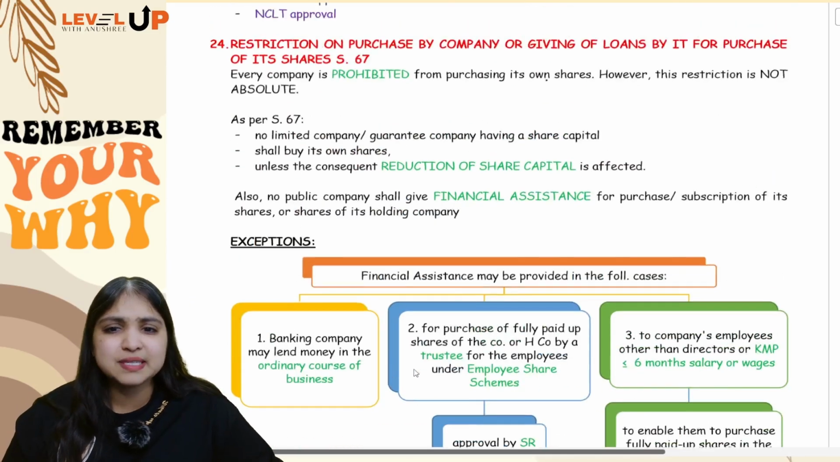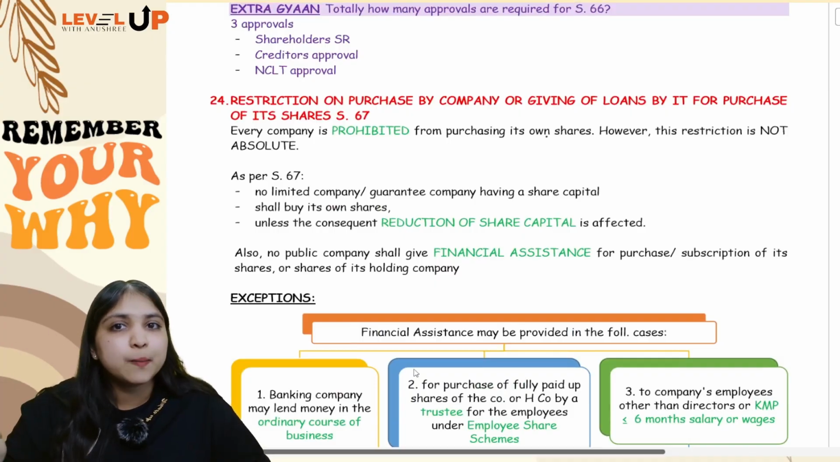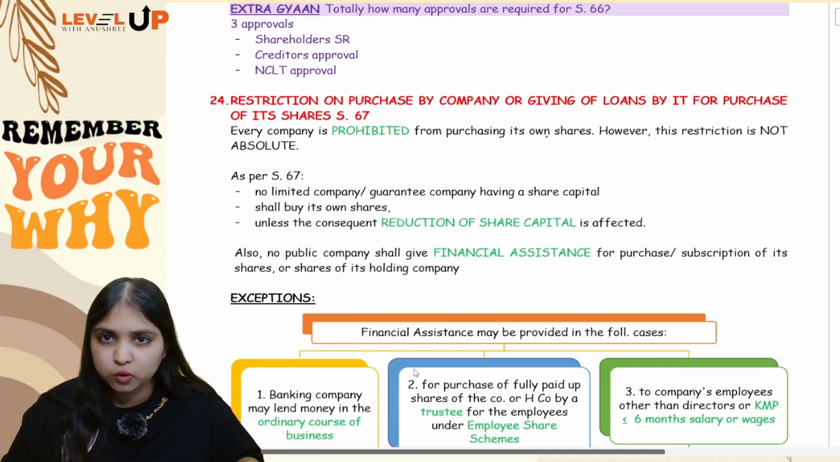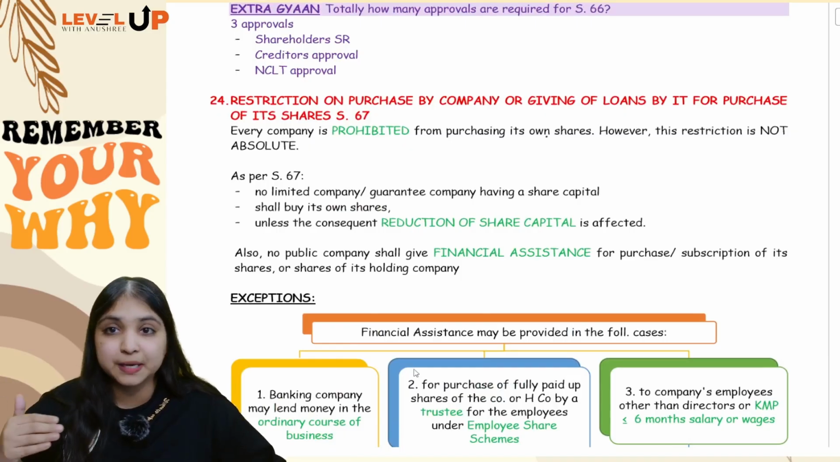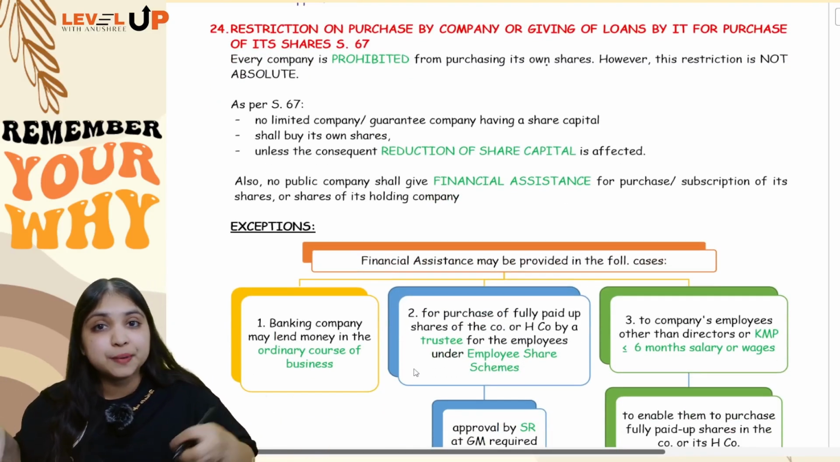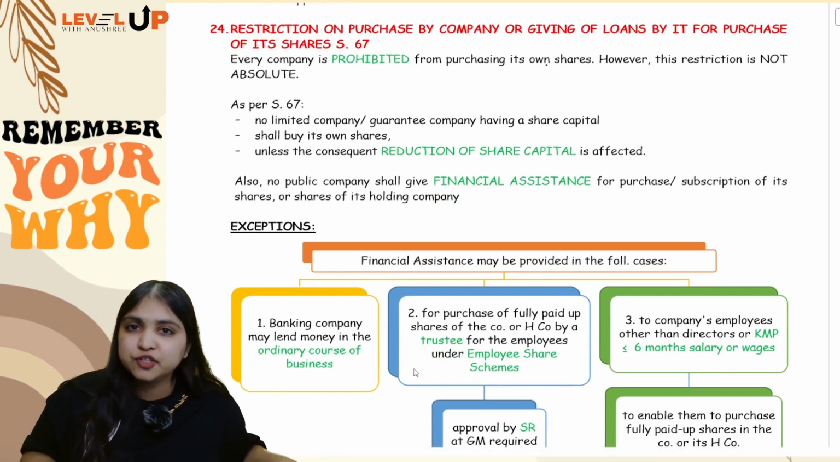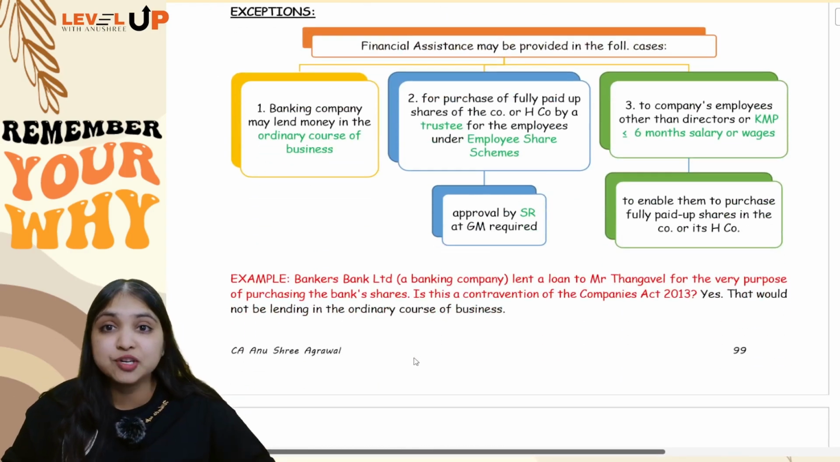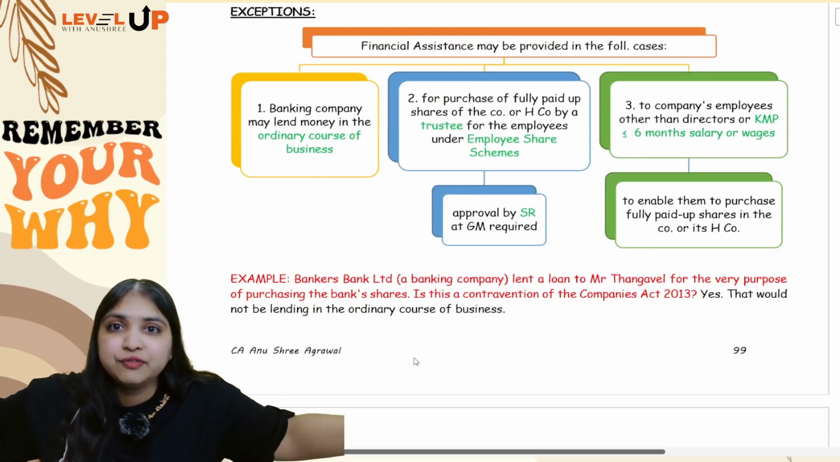Okay guys, simple section 67, 2 prohibitions. Prohibition number 1, company you can't purchase your own shares. This prohibition is for every company. Then prohibition number 2, public company, you cannot give financial assistance for purchase of your shares or for the purchase of shares of your holding company. But 3 exceptional cases where even a public company can give financial assistance.